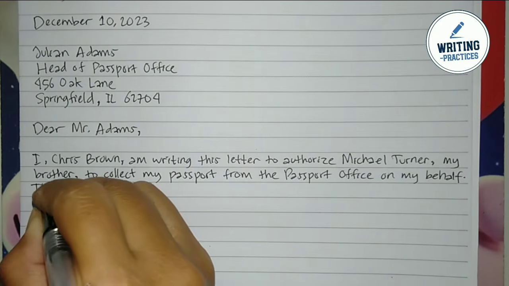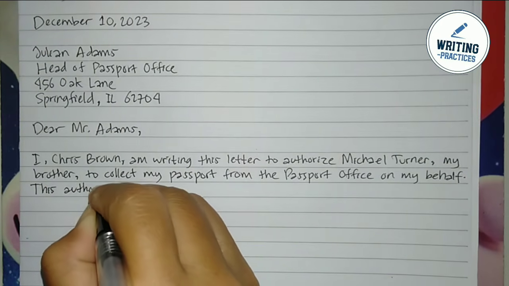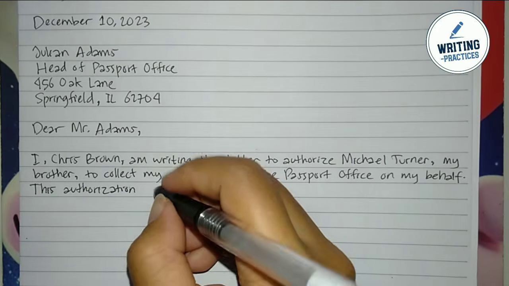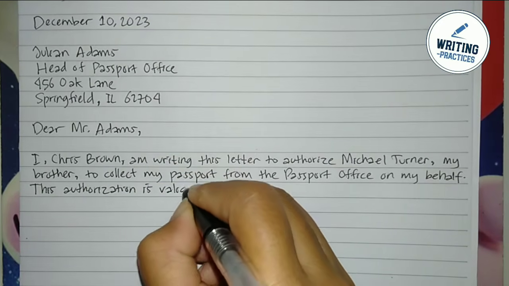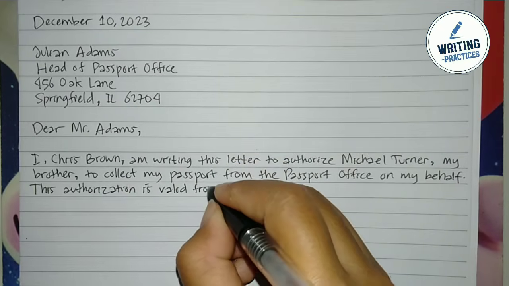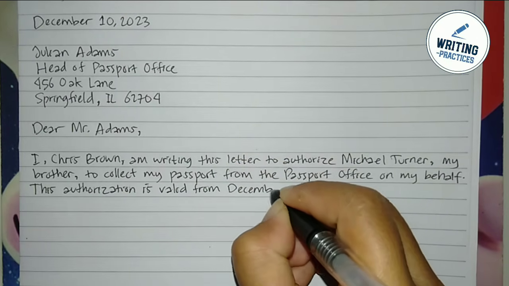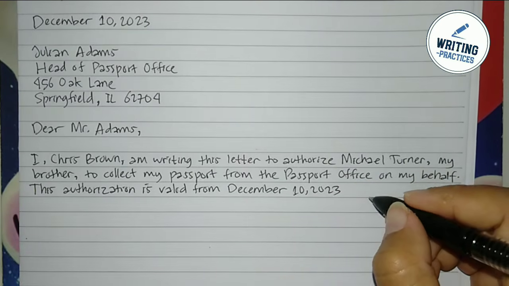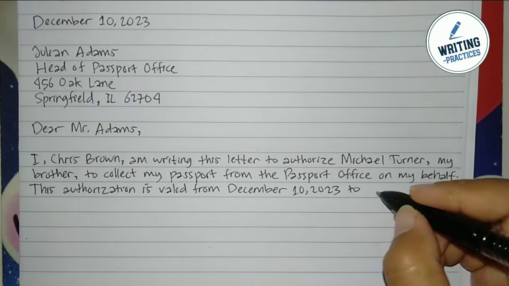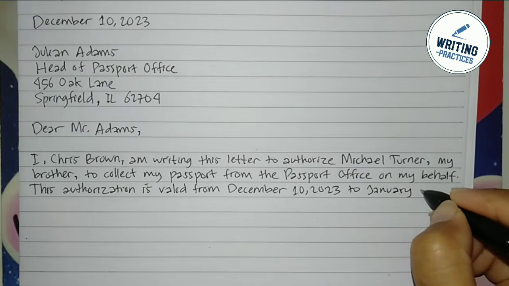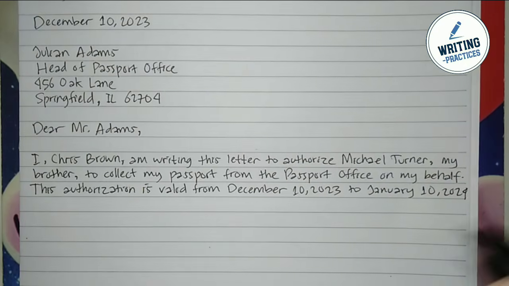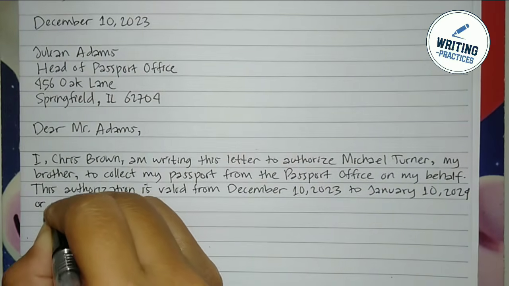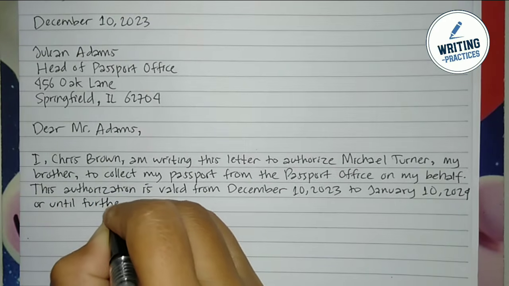Besides that, it is also a must that you provide details regarding the duration of the authorization. They are including the start and end dates, if applicable. In this case example, the writer stated that this authorization is valid from December 15, 2023, to December 15, 2023, or until further notice. So you have to make sure everything is done between those dates.